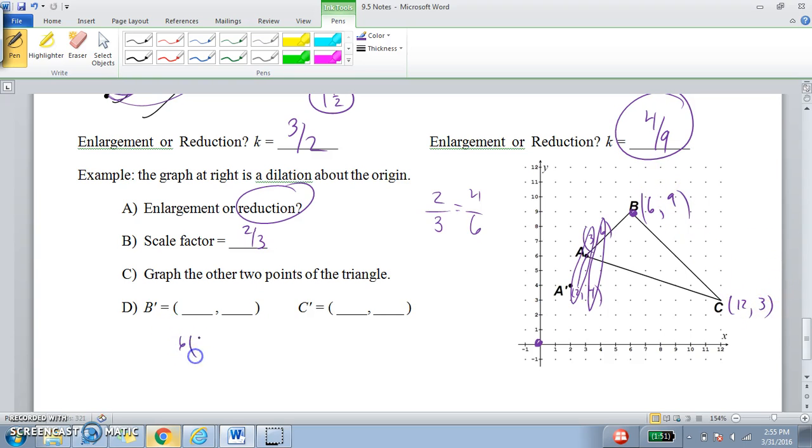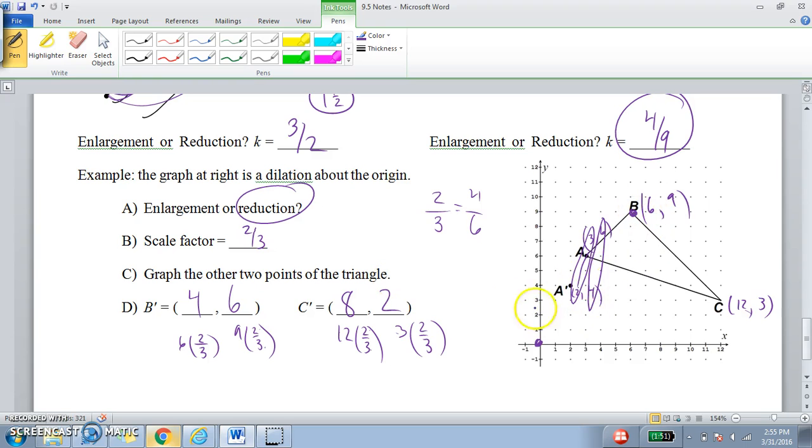So 6 times 2/3, 6 times 2 is 12, divided by 3 is 4. 9 times 2/3, 9 times 2 is 18, divided by 3 is 6. And then same thing for 12 and 3. So 12 times 2/3, 3 times 2/3. 12 times 2 is 24, divided by 3 is 8. 3 times 2 is 6, divided by 3 is 2. So there we go. Once we know our scale factor, we just take these coordinates, multiply them by the scale factor, and then figure out the coordinates.